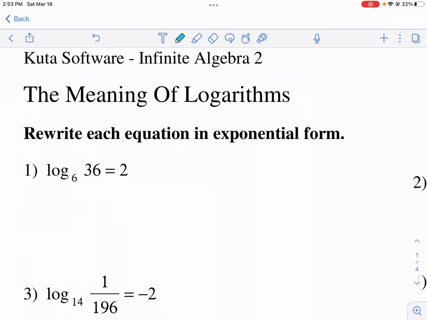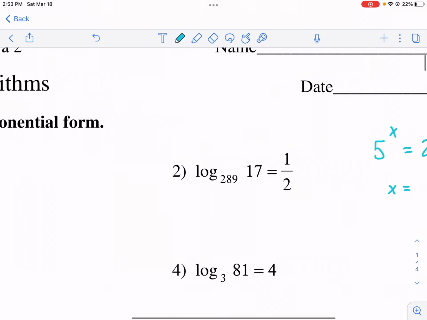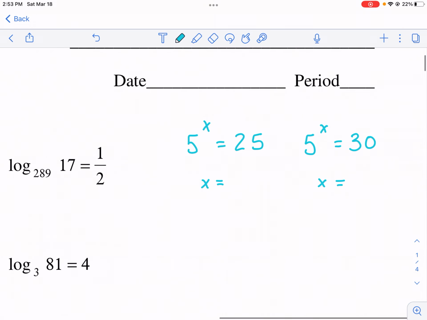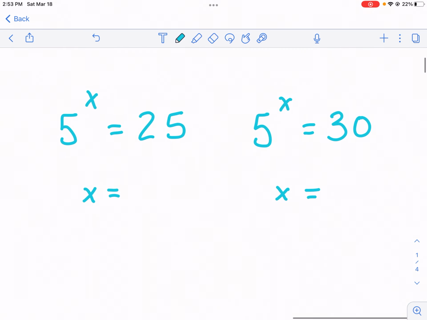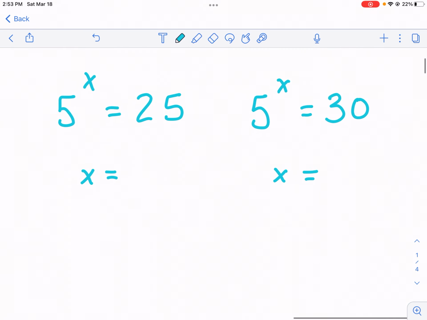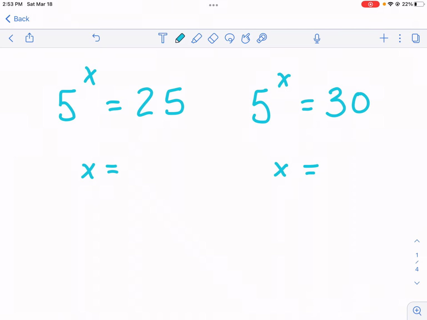So what is a logarithm and why do we need it? Let's work our way over here. I'm going to start with some easier ones to demonstrate why we need logarithms. Here we have a simple problem, 5 to the x power equals 25. So what will x equal to give us 25? What could we raise 5 to get 25?